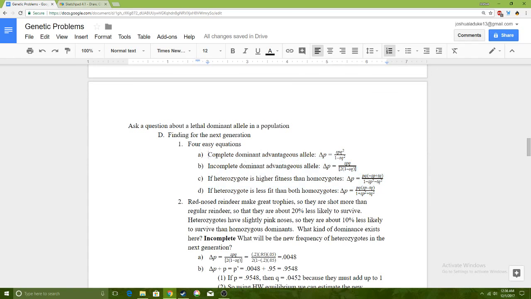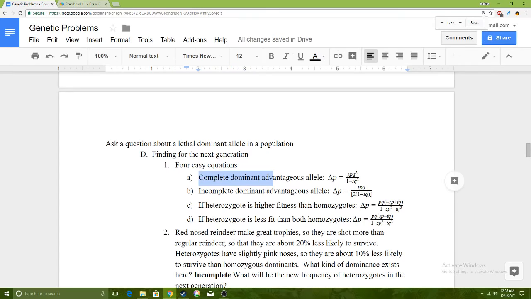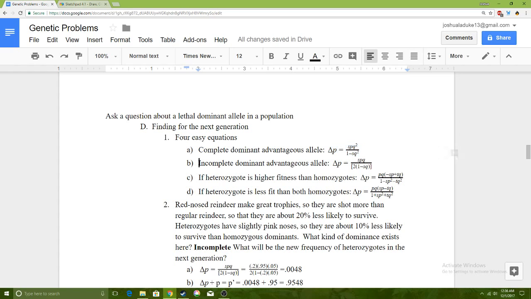So we have 4 equations here, each relating to a different scenario. So for example, if there is a completely dominant advantageous allele, you would use this equation. If there's incomplete dominance for an allele that is advantageous, you would use this equation. If the heterozygote has a higher fitness than homozygotes, that's called overdominance, you would use this equation right here. If the heterozygote has less fitness than both homozygotes, then again you would use this equation.